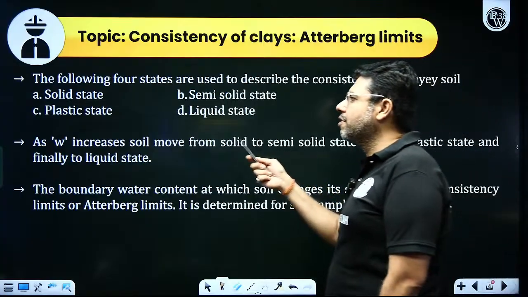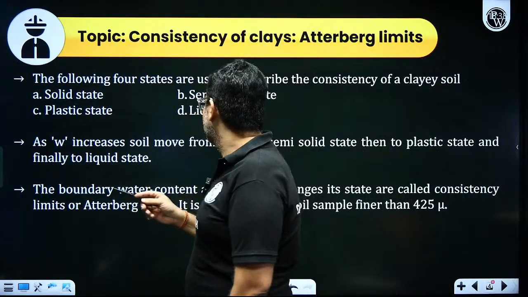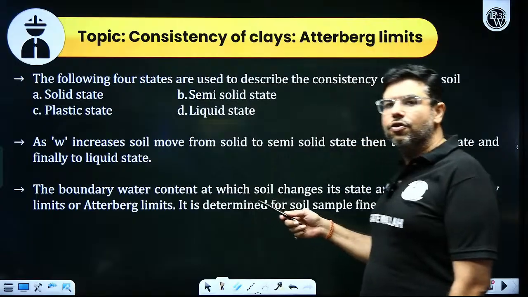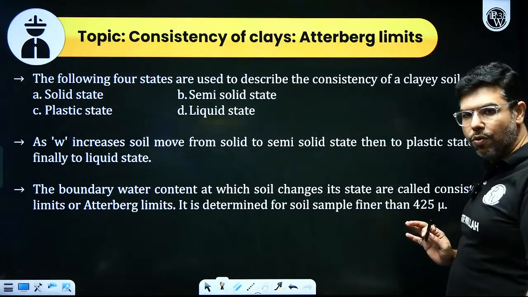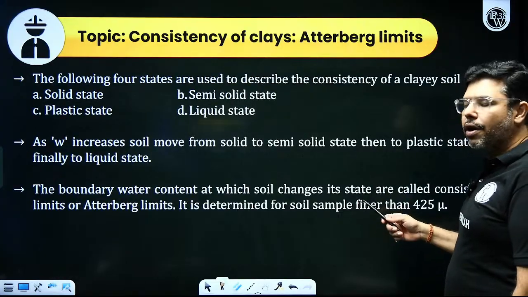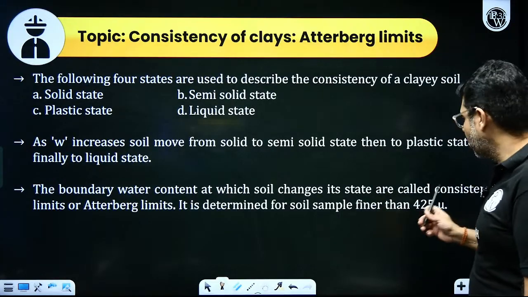What are those four states? Solid, semi-solid, plastic, liquid. As water content increases, soil moves from solid to semi-solid state, then to plastic state and finally to liquid state. The boundary water content at which the soil changes its state are called consistency limits.